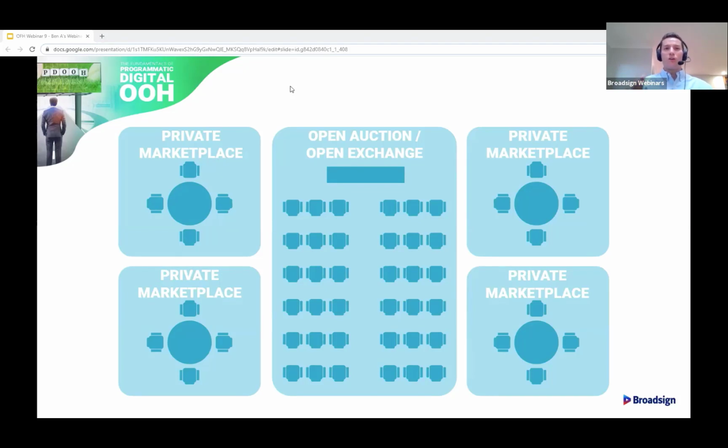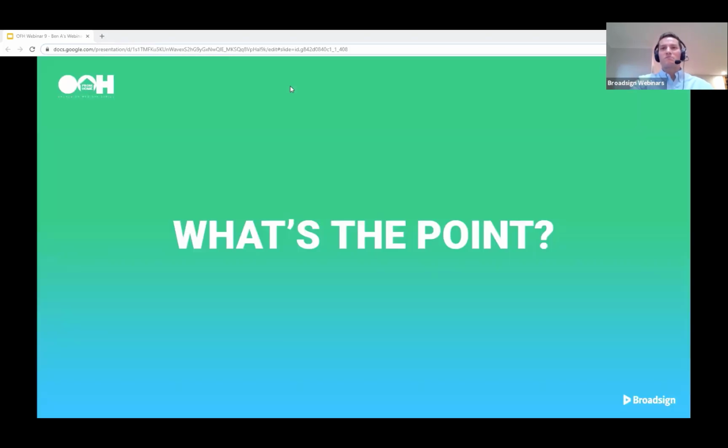So now we've hopefully established what programmatic is and how it works. Some of you might be asking, so what? What's the point? What can buying programmatically offer me that buying directly can't? And in this next section of the presentation, we're going to take a look at 4 key benefits which come with buying digital out of home programmatically.